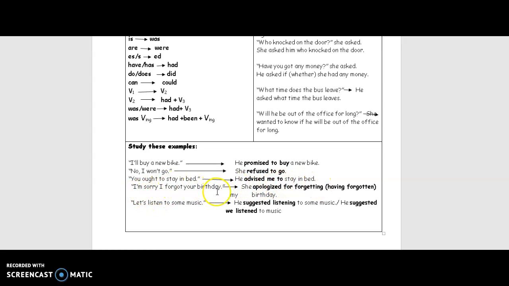"I'm sorry I forgot your birthday." She apologized for forgetting my birthday. "Let's listen to some music." He suggested listening to some music. He suggested we listened to some music.